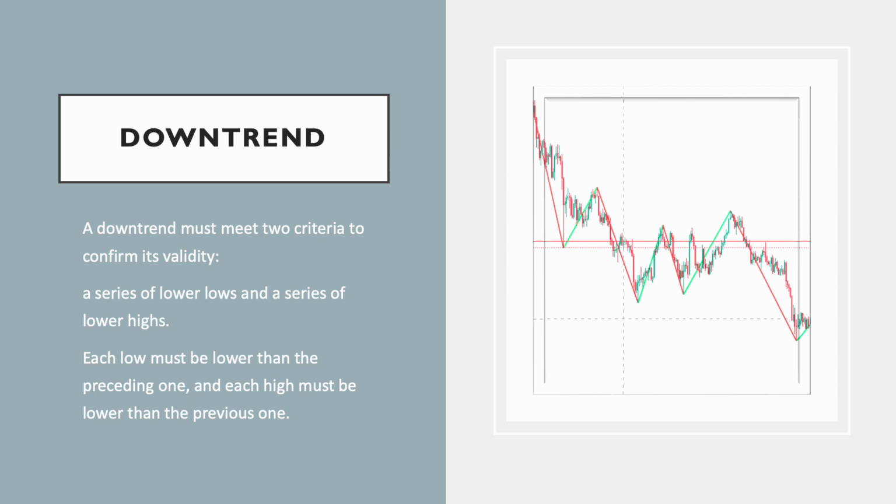Downtrend definition: a downtrend must meet two criteria to confirm its validity, a series of lower lows and a series of lower highs. Each low must be lower than the preceding one, and each high must be lower than the previous one. Let's go over this chart example and why I chose it.